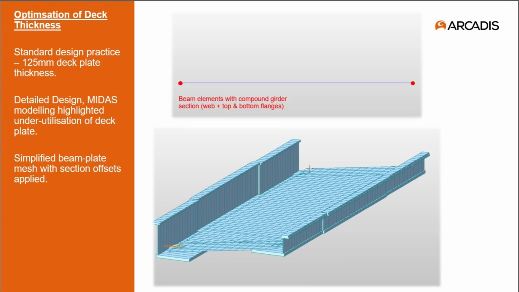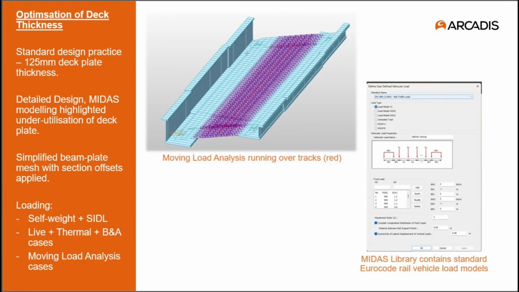So firstly, a bit more about what that analysis looked like in MIDAS. We simplified the proposed billet deck into an equivalent beam plate FE mesh in MIDAS, using beam elements to model the inner and outer girders and plate elements to model the deck plate. Section offsets were then applied to shift the centroids of each component from the plane of the mesh to the correct position, ensuring the proper stiffness of the combined elements.